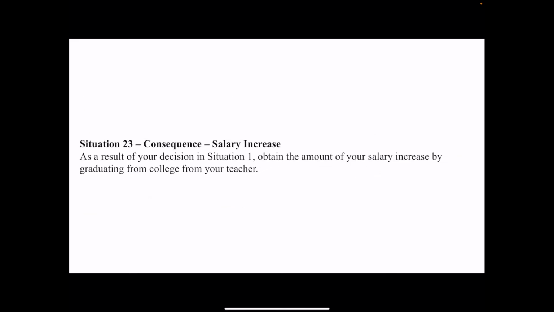Situation 23. As a result of your decision in situation 1, obtain the amount of your salary increase by graduating from college from your teacher. So if in situation 1 you chose letter A, you receive an additional $6,000. You get a salary increase now of $6,000 if you chose letter A. If you chose B or C, you get 0.